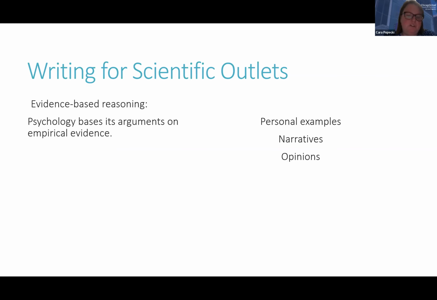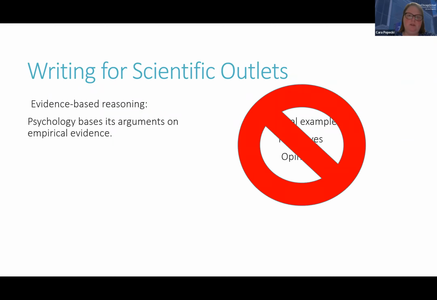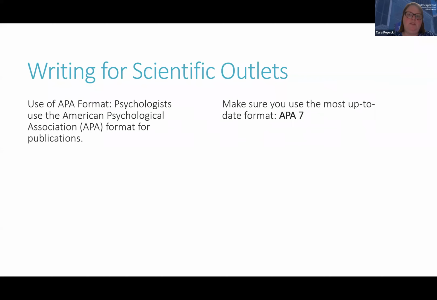They're not research papers, they're not dissertations. When we're writing our research papers, when we're writing our dissertations, do not use personal examples, do not use narrative, do not use opinions. All right. And then one little note, when you're writing for scientific outlets, in particular for the Chicago School, you want to use APA format.